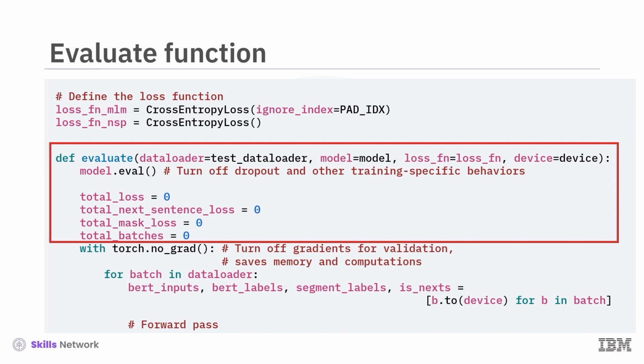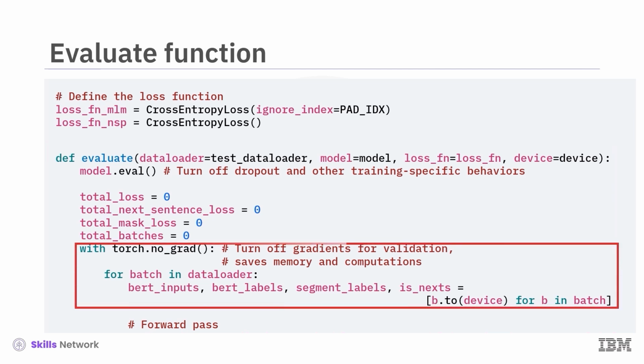Within the function, the BERT model is put into evaluation mode using model.eval(). This disables dropout and other training-specific behaviors. Variables are initialized to keep track of the total loss, total next sentence loss, total mask loss, and total number of batches. The evaluation is performed with gradients turned off using torch.no_grad(). This saves memory and computation since gradients are not needed for validation. The function iterates through the batches in the provided data loader.